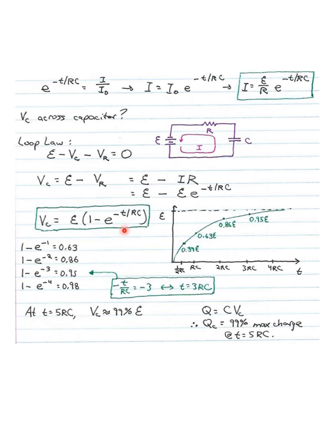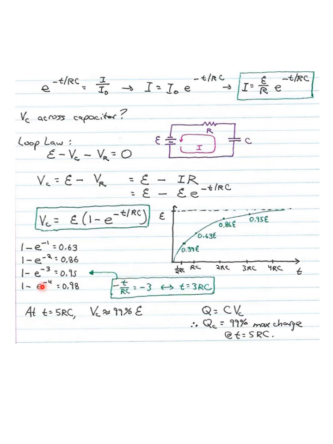Well, at that time, you get 1 minus e to the negative 1, and it's at 0.63. So follow the graph here. At a time RC, it's at 0.63 times the battery's voltage. If the time is twice RC, then it's e to the negative 2, and you're at 0.86. At 3 times, it's 0.95.